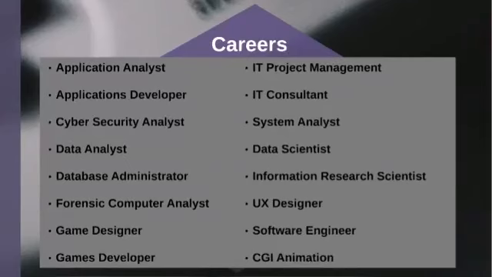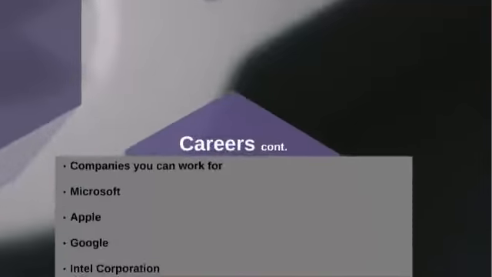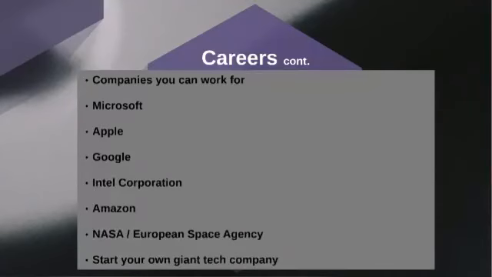Now, when you have done all of this, some of the career pathways for this course include software engineer. You can decide to go into CGI animation. You can be a system analyst, a data scientist, an IT consultant, or a database administrator. Or you can decide to work for Microsoft, Apple, Google, Intel, or Amazon. Or you can even work for the European Space Agency. Or better still, you can start your own company. Who knows? Probably you might be the next tech giant.